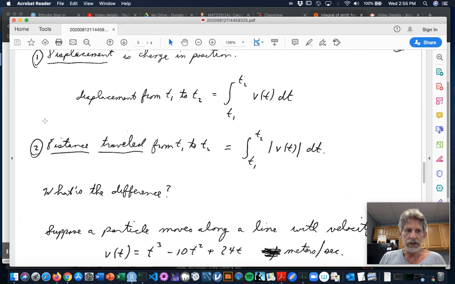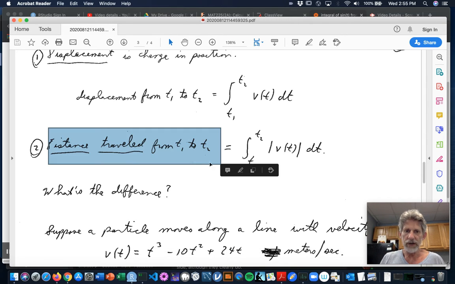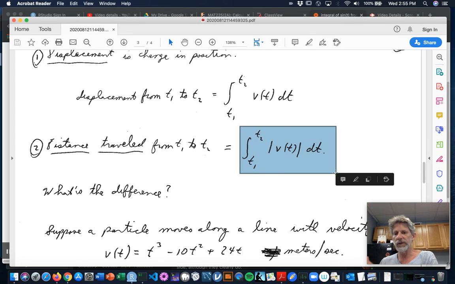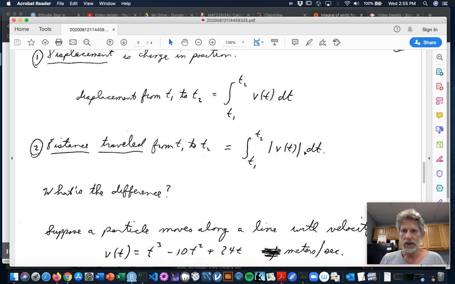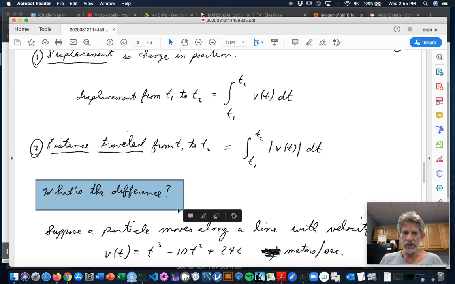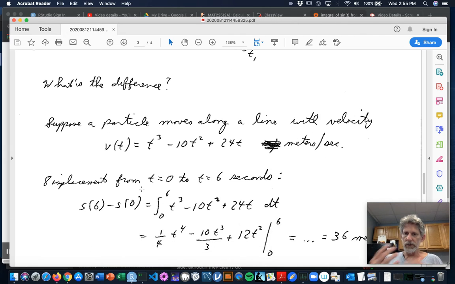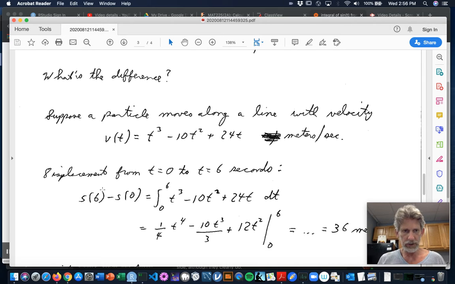And the book defines distance traveled from one time to another as the integral of the absolute value of your velocity. And you might wonder, why do they do that? And how could we get any more light on the difference between distance traveled versus displacement? So to get that light, let's work with an example, which is actually in the book. I'll just give you a little more detail on how they work it out.